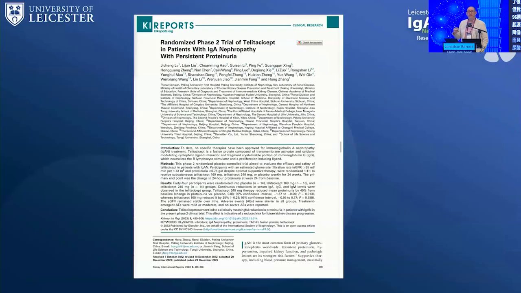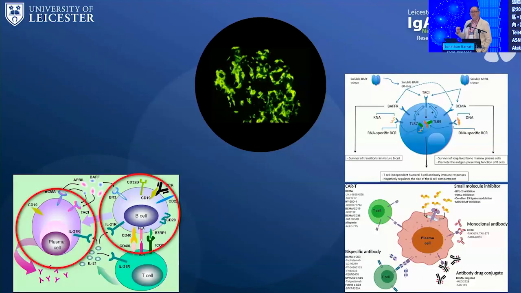Telitacicept is only being developed in China. They presented their data at ASN, showing that this drug, like atacicept, reduces Gd-IgA1, reduces proteinuria, and they presented some GFR data showing that it stabilized GFR. Only going to be available in China. Is already approved to treat lupus nephritis in China. And then povetacicept, we don't have any phase 3 data yet, but there's early phase 2.